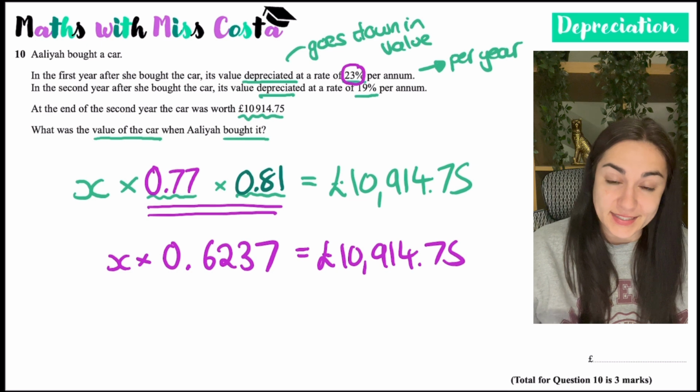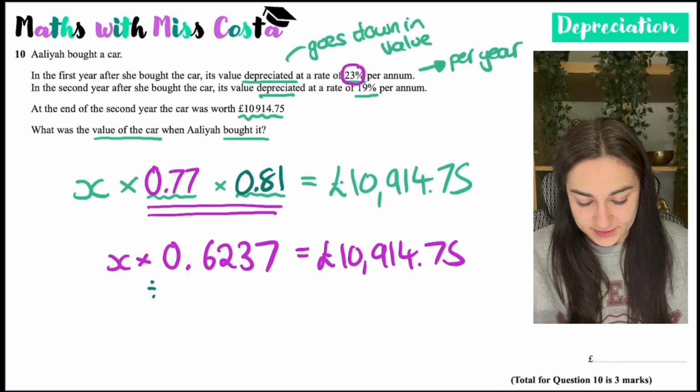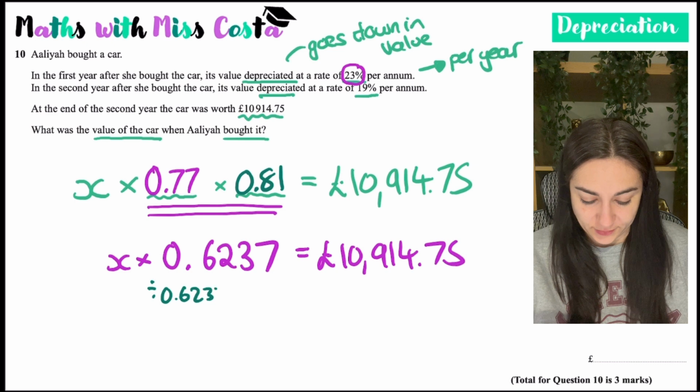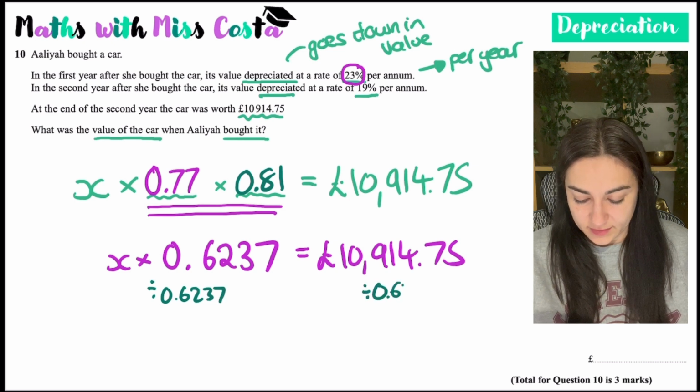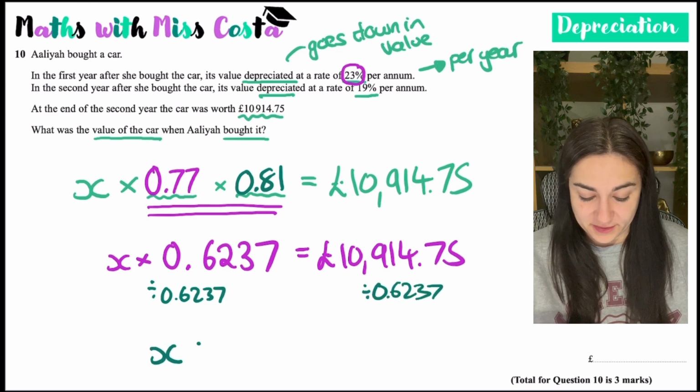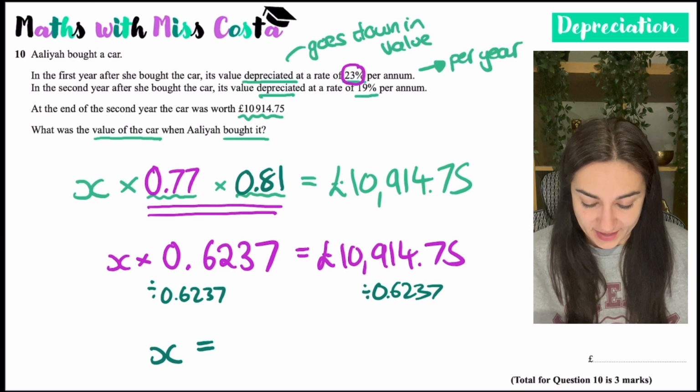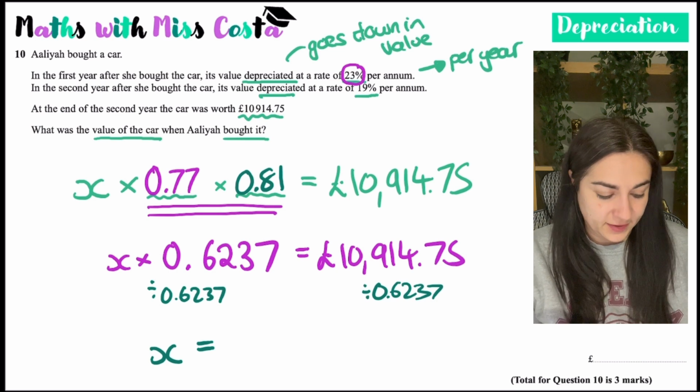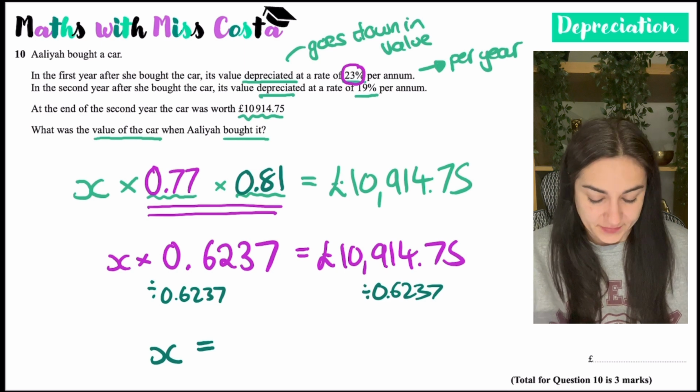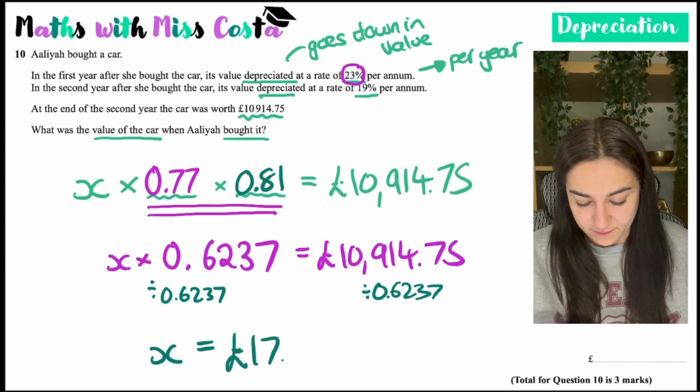£10,914.75. To solve the equation, what I need to do is divide both sides by 0.6237, and that will allow me to figure out what x is, which is the original value. So £10,914.75 divided by 0.6237 is, my answer is, £17,500.